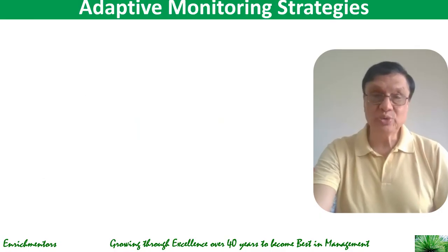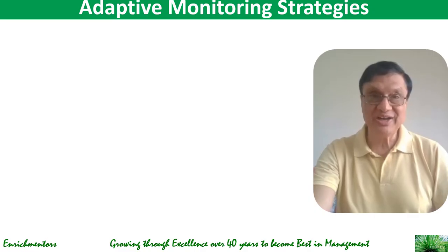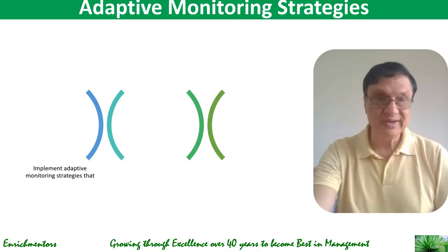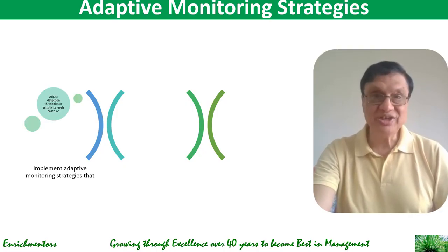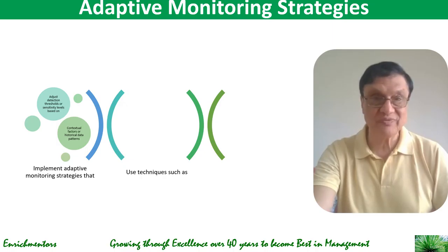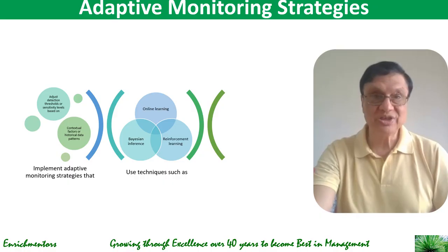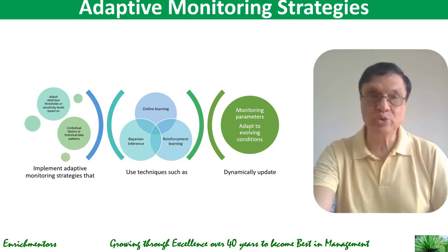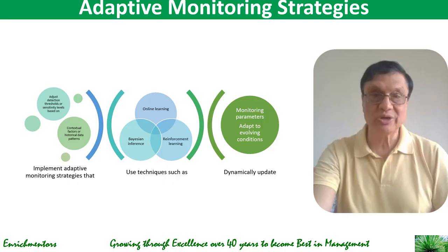There are also adaptive monitoring strategies. You can implement adaptive monitoring strategies which adjust the detection threshold and sensitivity levels based on contextual factors or historical data patterns. You can use techniques such as online learning, reinforcement learning, or Bayesian inference to dynamically update monitoring parameters and adapt to evolving conditions. So you don't have to do it manually; you can automate the whole process.